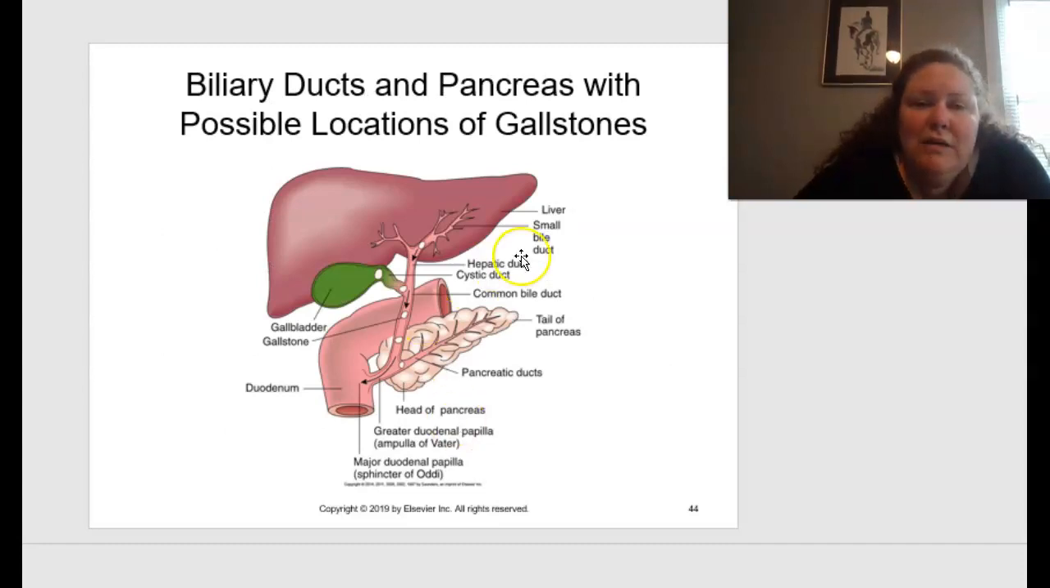All right, so bile ducts and pancreas with the possible locations of gallstones. This is shown in figure 17.18 on page 456. And so this is pointing out the biliary ducts and the pancreas with the possible locations of those gallstones. And so gallstone, I mean, you have a tiny little pebble in a very small little tube, and then it can cause blockages, and they can pile up, and they're very, very painful, right?